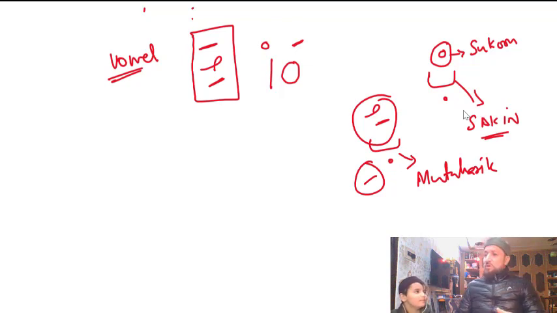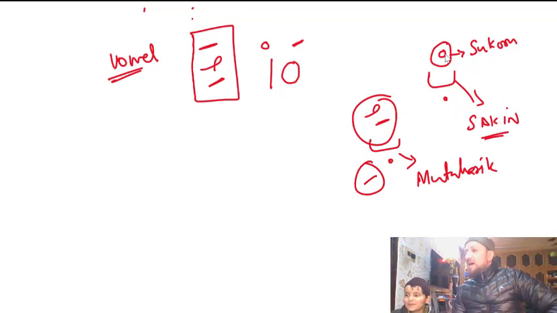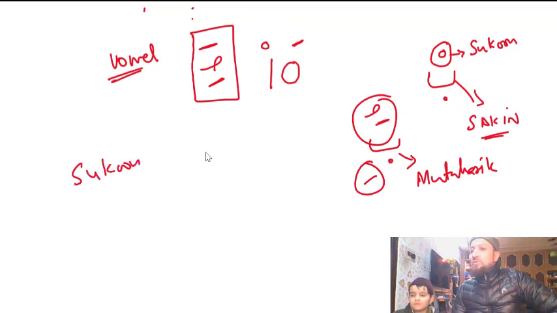If you're doing haraka, that means you have fatha, dhamma or kasra on it. Otherwise you have to be sakin, because there's a sukoon. And sukoon is written in two ways: either like a small circle on the top, or like a small crescent, like this. This is a moon.